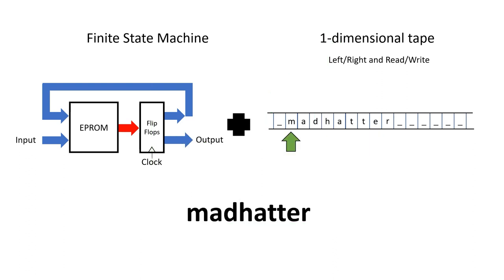Let's check something that's not a palindrome, like Mad Hatter. We start with the M, we remember it and cross it off. Then we scoot over to the end of the word. We see the letter R, which doesn't match our remembered M, so we stop and reject this as a palindrome.